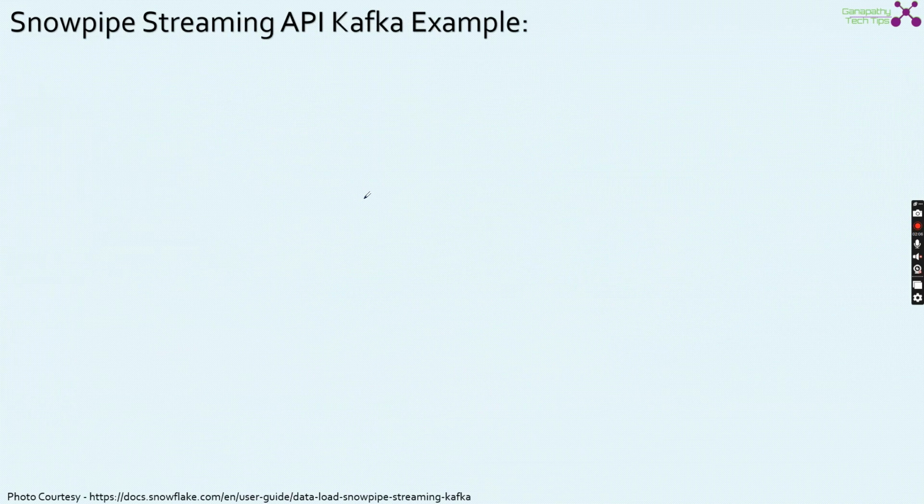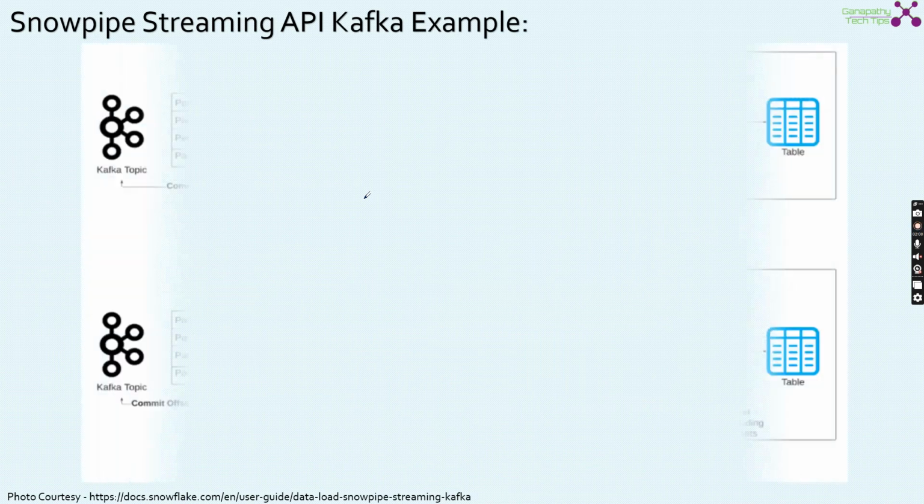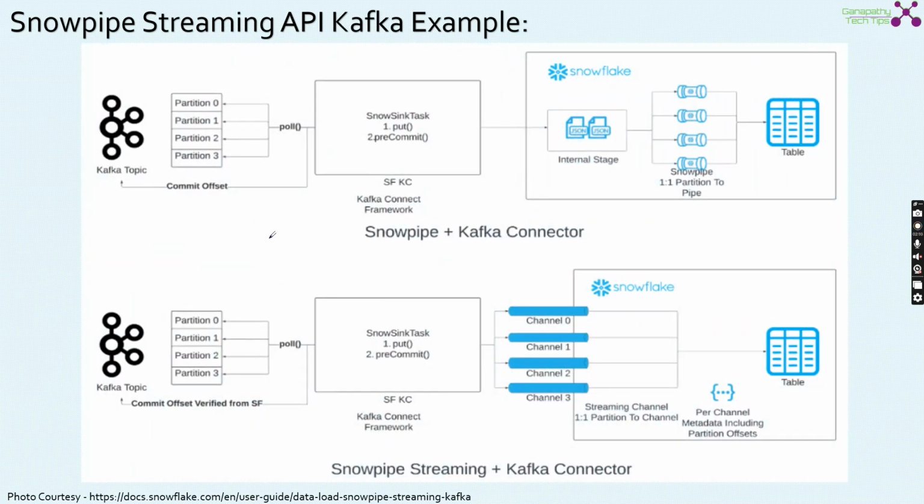Now finally, before closing this specific video, I just wanted to show a simple example of using Kafka with Snowpipe and using Kafka directly with the Snowpipe streaming API. The top portion of the diagram is using Kafka with Snowpipe. Here you can see there are different Kafka topics. Those Kafka topics are put into the Snowsync task using put and pre-commit. Here you can see all those details will be pushed into an internal stage. Then from the internal stage only it is getting pushed into the Snowpipe, which will write it into the Snowflake table.